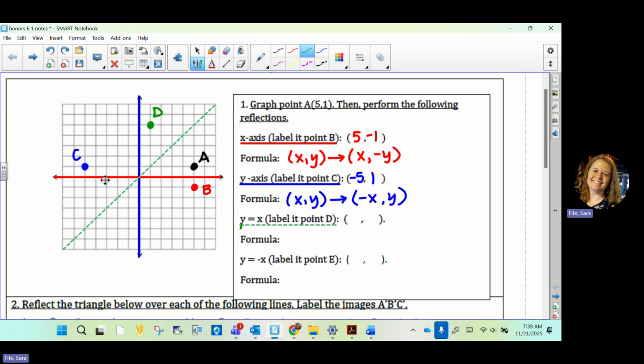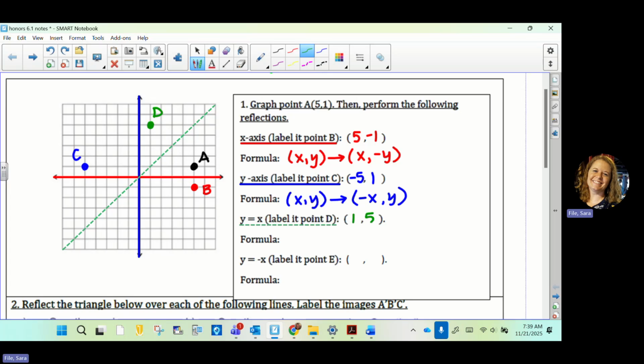If I were to fold across this red line, A and B would touch. If I were to fold along this blue line, C and A would touch. Okay, so that is the line of reflection, or line of symmetry. Now, notice that the ordered pair for point D is (1, 5).